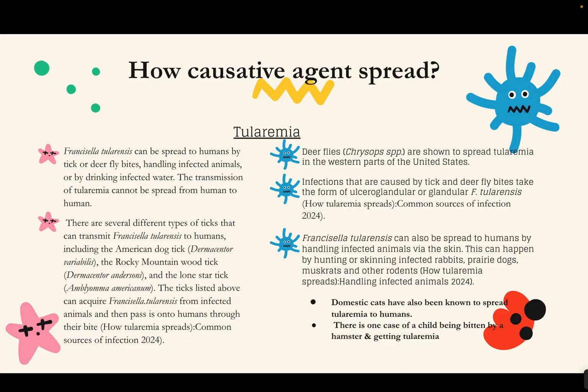Infections caused by tick or deer fly bites take the form of ulceroglandular or glandular tularemia. The disease can also be spread to humans by handling infected animals, through the skin. This can happen by hunting or skinning infected rabbits, prairie dogs, muskrats, and other rodents.